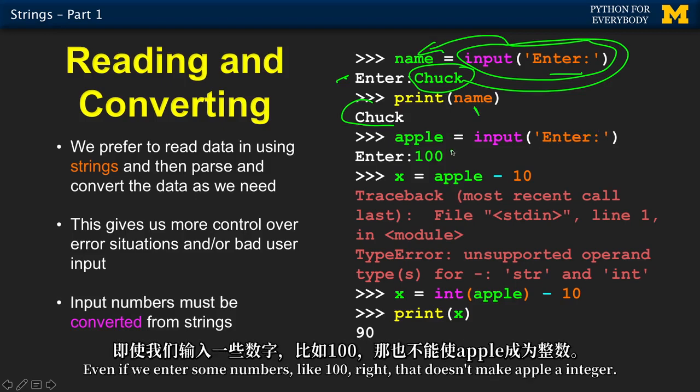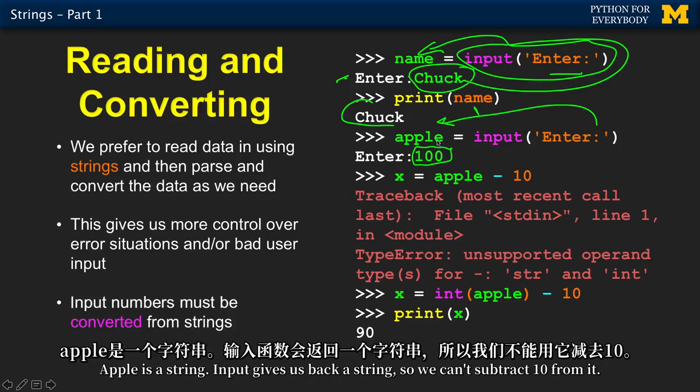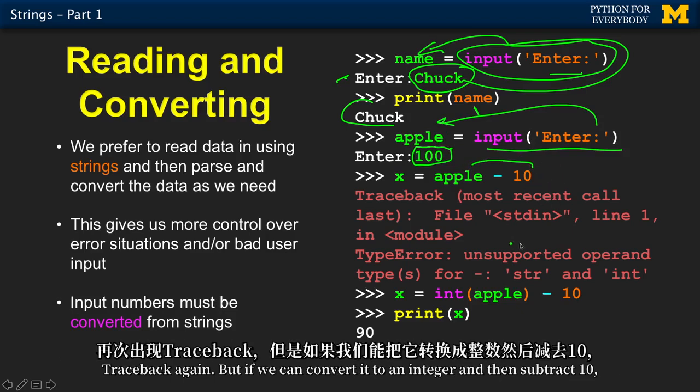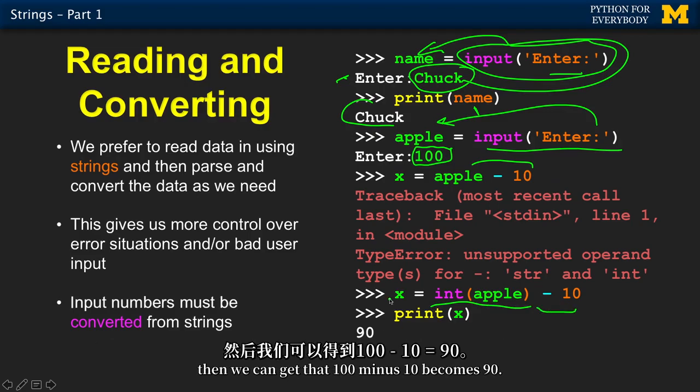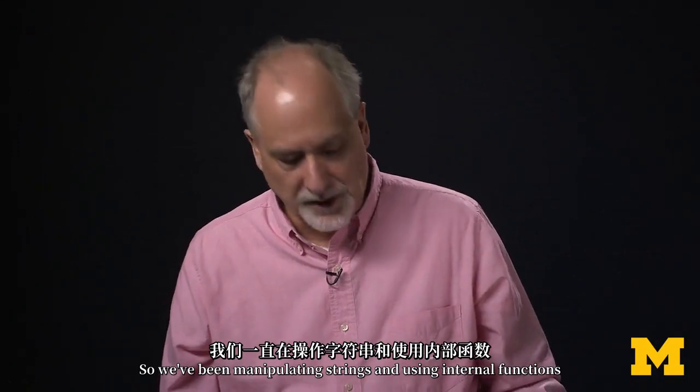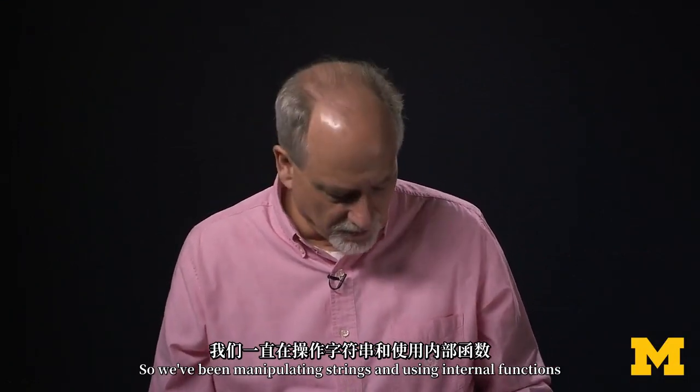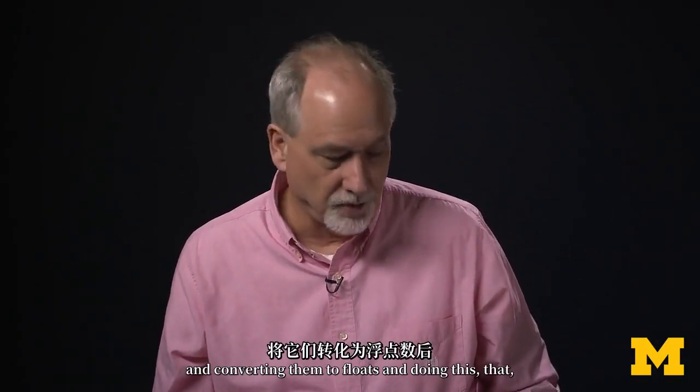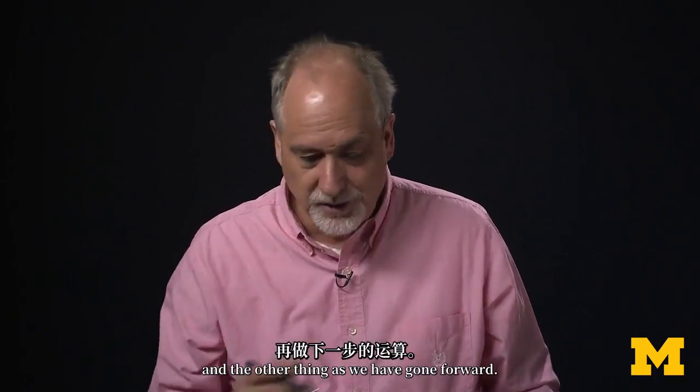Even if we enter some numbers, like 100, that doesn't make apple an integer. Apple is a string. Input gives us back a string. So we can't subtract 10 from it, traceback again. But if we convert it to an integer and then subtract 10, then 100 minus 10 becomes 90. So we've been manipulating strings and using internal functions and converting them to floats and doing this, that, and the other thing as we have gone forward.